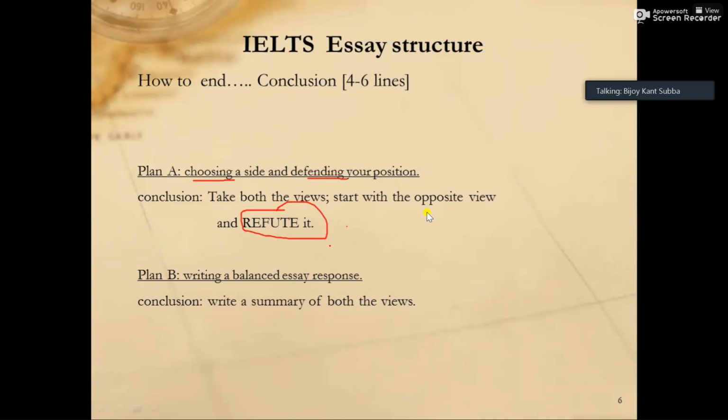That's called refuting. So you're not criticizing the opposite view. You're actually saying, I agree that there are some negative points, but at the end, you're saying, though there are some negative points, I see there are more positive points. There are more merits to it, and therefore I support it. Pros are positive points, cons are negative points. If you can't remember the word, you could simply write positive and negative points.